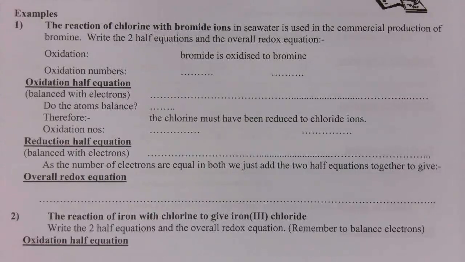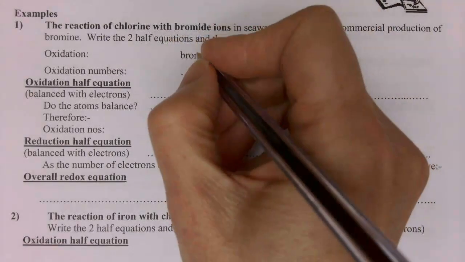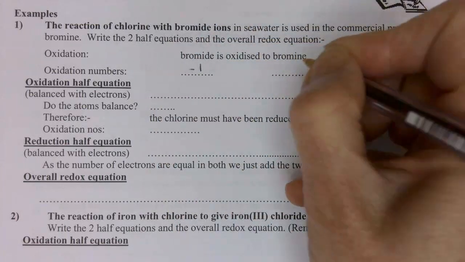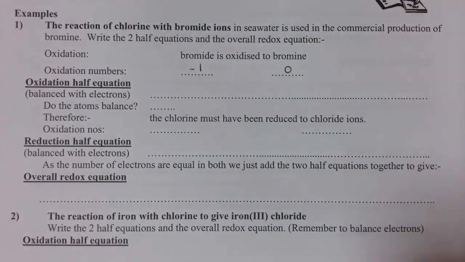So hopefully you've had a chance to read through those rules on how to write and use half equations. As I say, we're going to start with some easy ones and get progressively harder as we move through. So the first reaction is the reaction of chlorine with bromide ions to produce bromine and chloride. So the bromide is being oxidized to bromine. The oxidation number of the bromide is -1 and the bromine is 0.